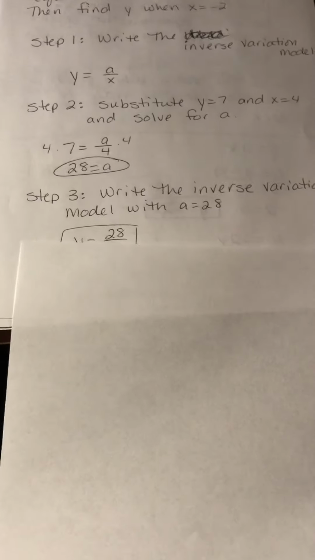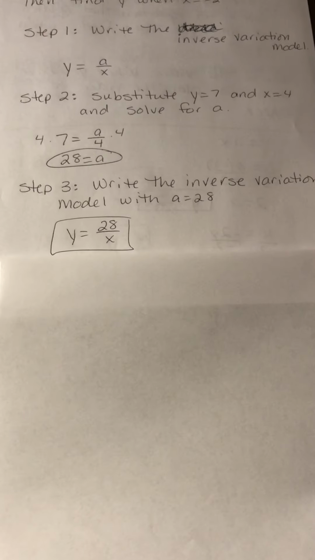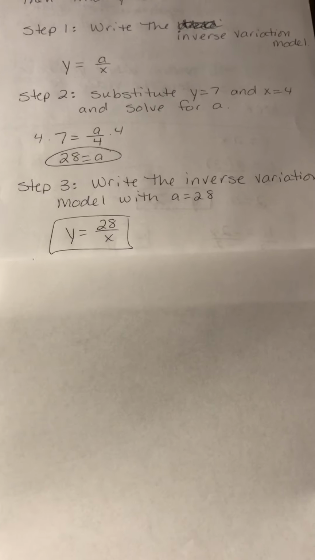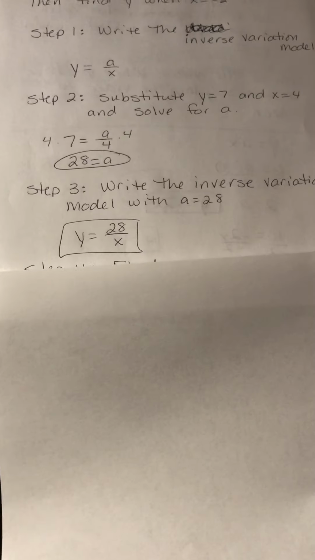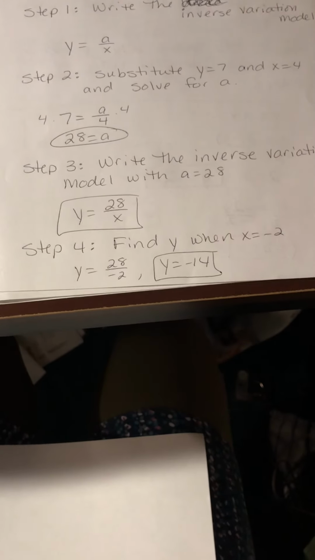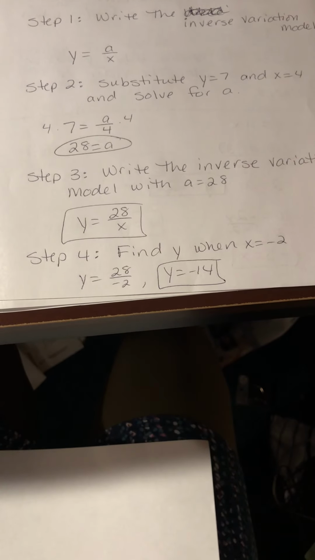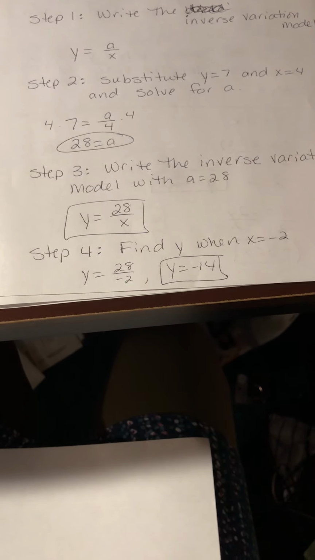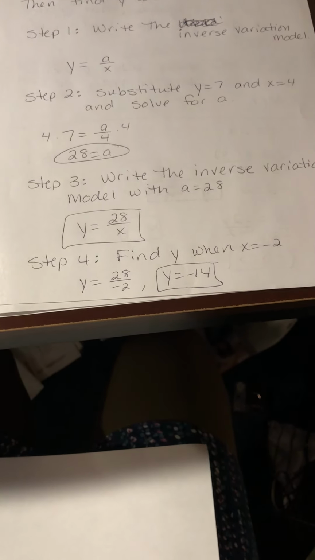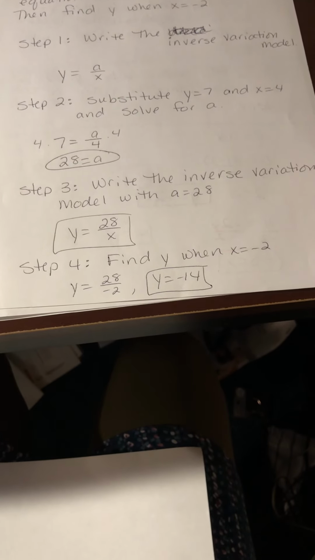Step 3 is to rewrite that inverse variation model now with your a that you just found. So you would write y equals 28 over x. So that's the inverse variation model that we want. And in order to do the last part, which was to find y when x equals negative 2, you substitute negative 2 in for x in that equation that you just wrote, and 28 divided by negative 2 is negative 14. Okay, so again, please pause and write what you need to write down and reflect. And then I have another example that I want you to try, this time with inverse.